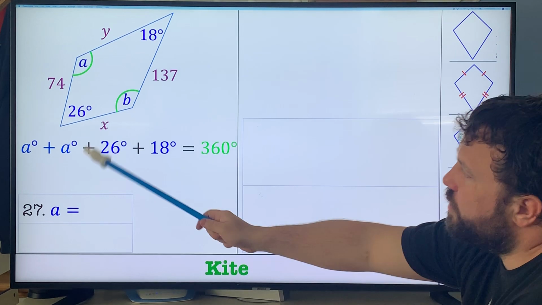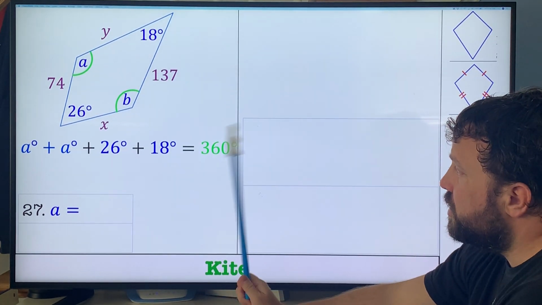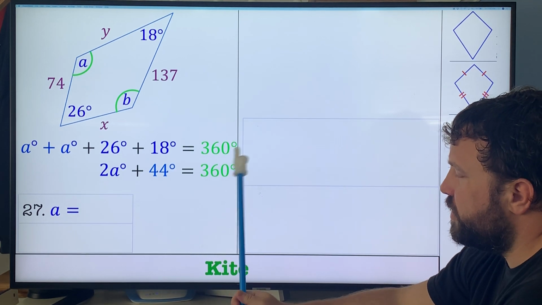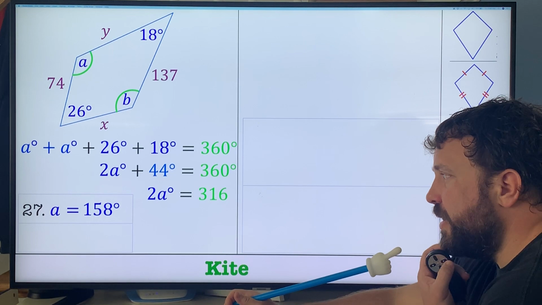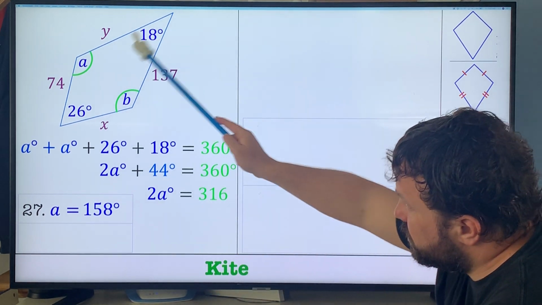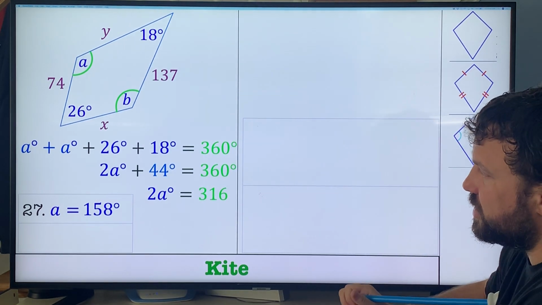So you could say A plus A plus 26 plus 18 is 360. A and A is 2A. 26 and 18 is 44. 360 minus 44 is 316. Divided by 2 is 158. The reason we use 360 is this is a quadrilateral. Four-sided figures always have a sum of 360.